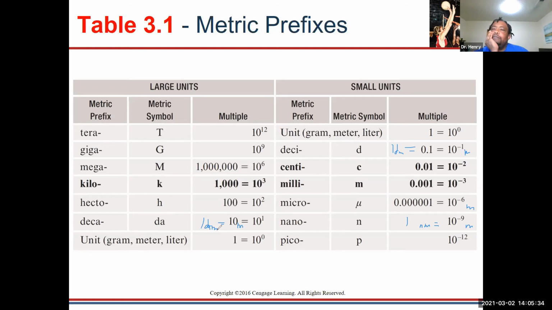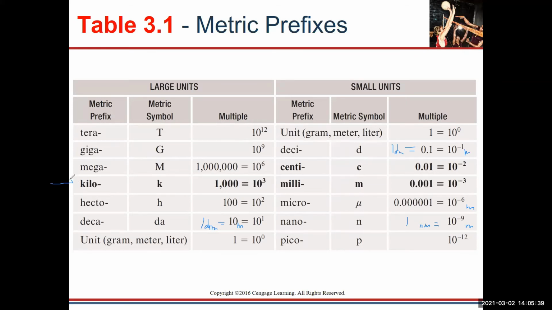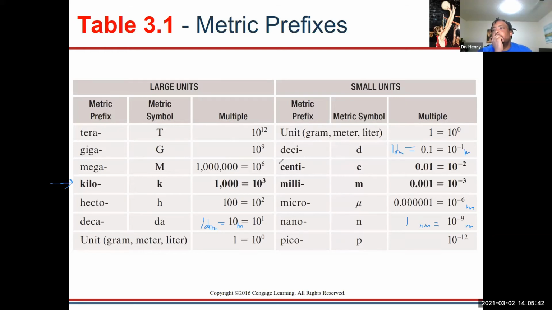Are you with me? Okay. So the ones that you should definitely know are kilo, centi, milli, micro, and I'm going to make you know nano. Okay, mega, yeah, I guess you should know mega. The other ones are probably going to be given to you on the exam or on a homework assignment. And if not, you guys can print this out and have it for your benefit, since all those slides are available.